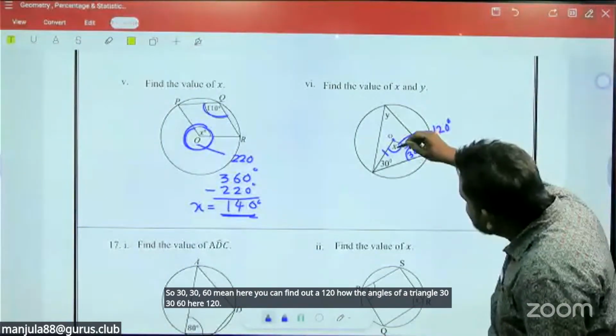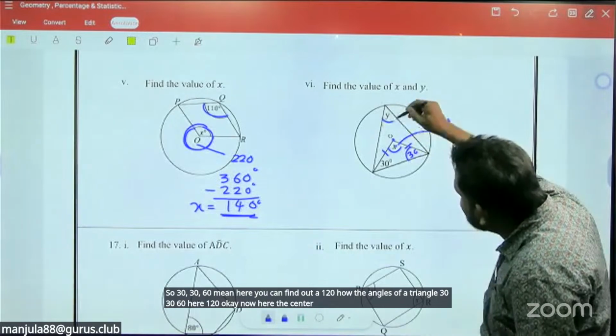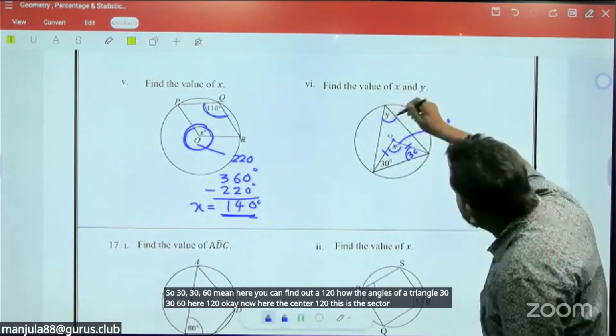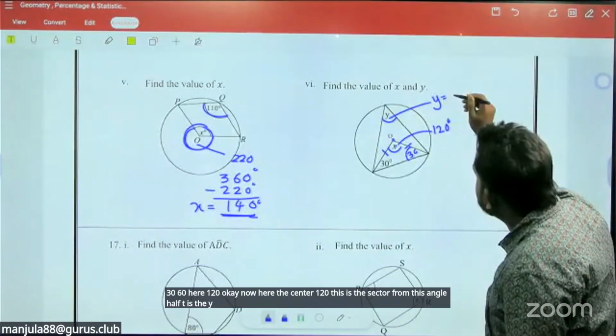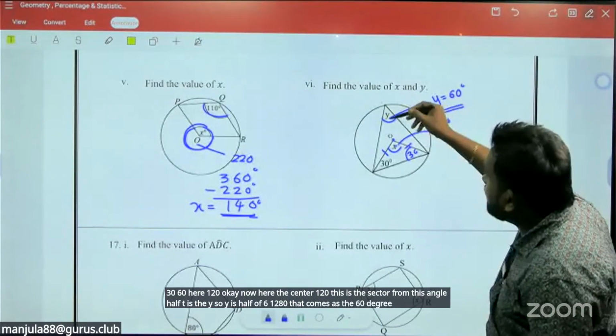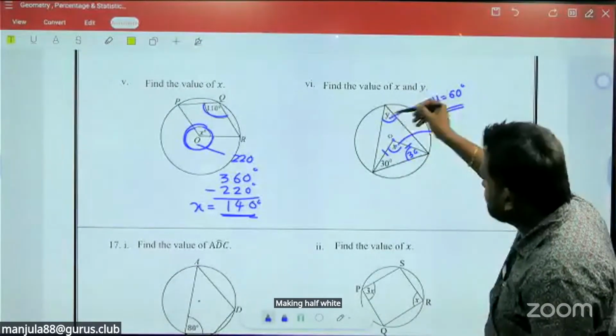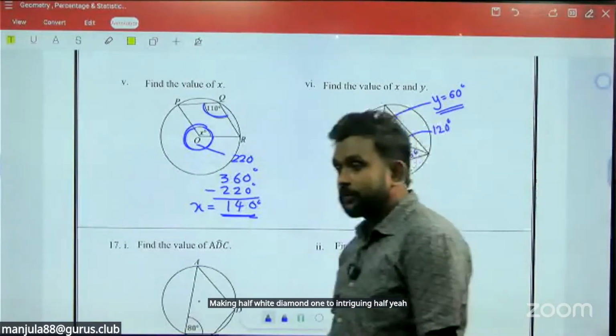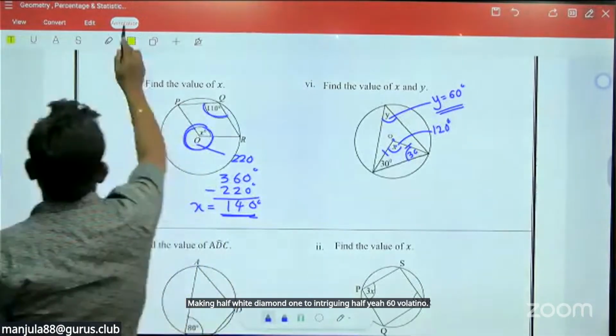Okay, now here the center angle is 120, this is the sector. From this angle, half is y. So y is half of 120, that comes as 60 degrees. Half of 120 is 60.